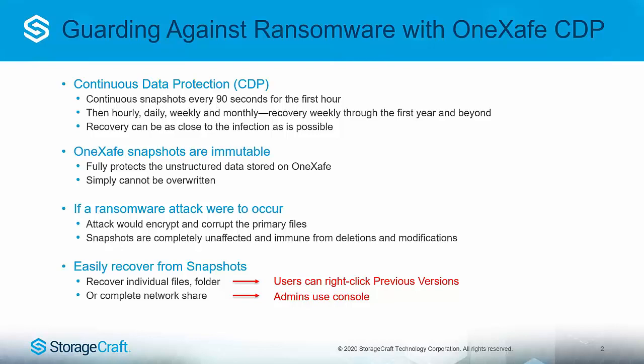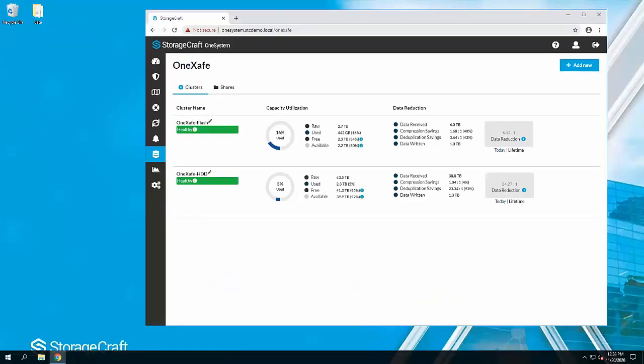In one of my other tutorials, I've gone through how you can instantly recover a complete network share. There's a command line that you currently have to run to promote any one of these snapshots instantly into a new share. But in this tutorial, we're going to look at how end users can very simply right-click to recover their own snapshot for file and folder level recovery. So let's jump straight into a demo.